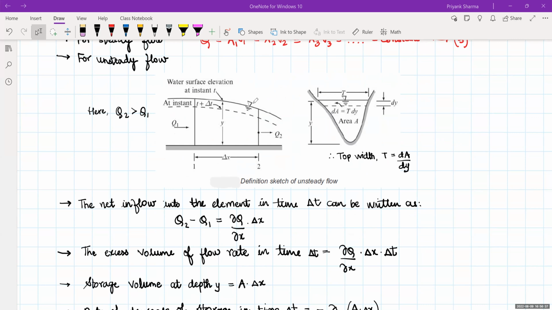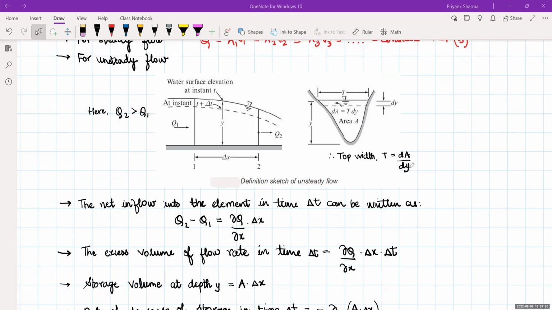So at the next instant, the water surface at time t plus delta t is observed between two sections placed delta x apart. This is the cross section where T is the top width and y is the total depth of flow. This entire area is the cross section area of flow, and we take a small elemental strip dy having area dA. So the top width T is equal to dA by dy. That is the top width of the channel.